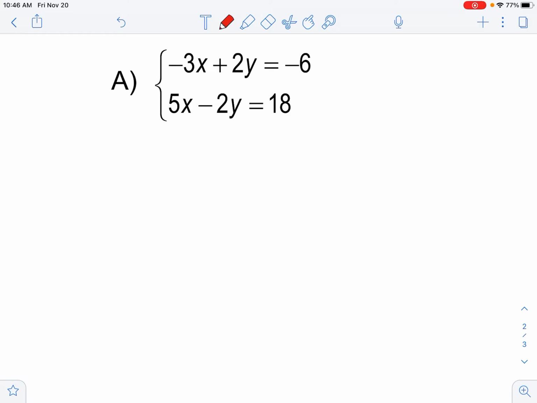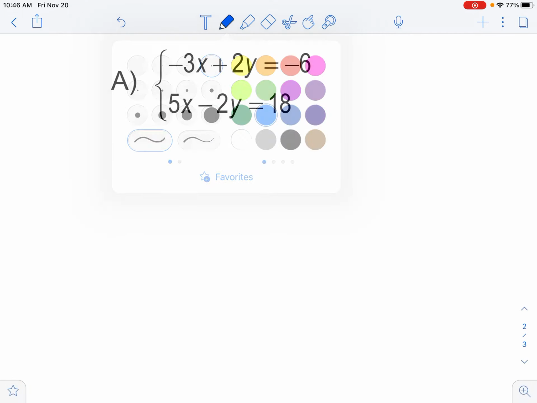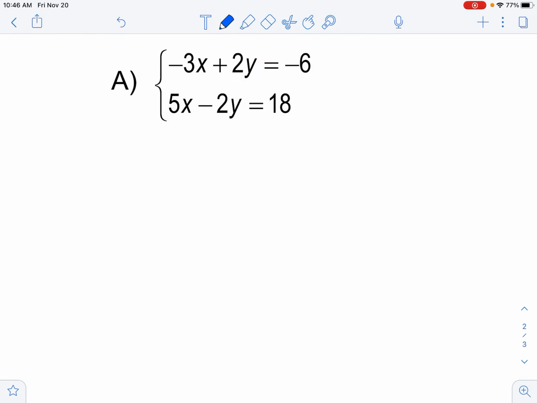Okay, so we'll start with this one here. So what I want to do is look at it. I want to say, if I combine these right now, will anything cancel? And the answer is yes. What's going to cancel? If I add these right now, the 2y and negative 2y. So what I'm going to do is put a line underneath it. And I'm going to say 2y and negative 2y cancel.